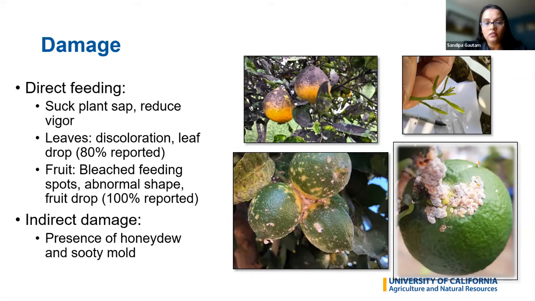Because they suck on sap, they excrete a lot of honeydew. They produce a copious amount of honeydew, and sooty mold grows on that honeydew, and the presence of sooty mold in honeydew could reduce the marketability of the fruit, which is indirect damage caused by mealybug in citrus.